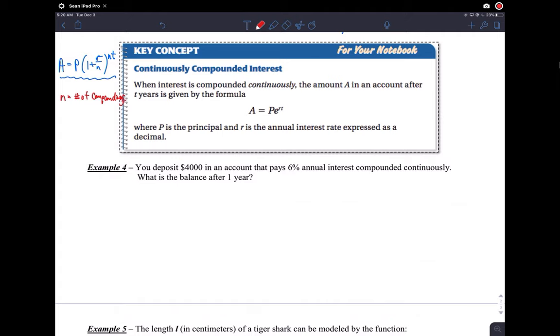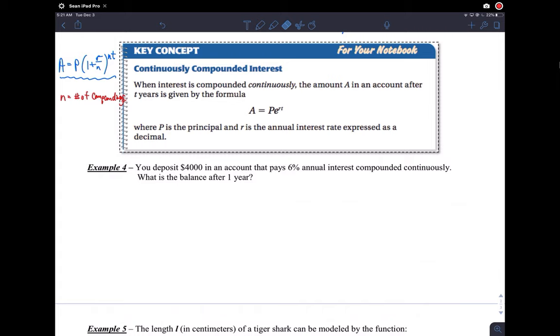Now, you might see that this looks quite a bit like the definition of the number e. The definition of the number e is 1 plus 1 over n to the n. This is 1 plus r over n to the nt, but it's fairly close to the number e, except here n is not going towards infinity. And so this is just a number of compoundings.